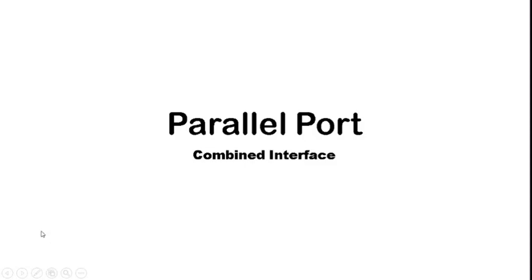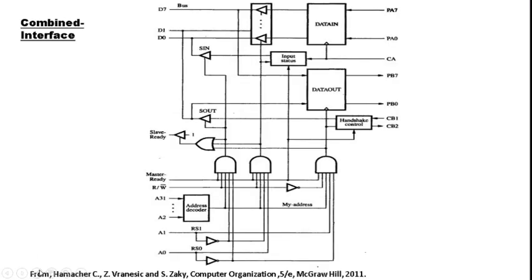We will see how we can design a combined parallel port interface. The combined parallel port interface should be able to support both input and output operations of the device. So it means that this interface should be able to accept data from the device, and this interface should be able to write or give data to the device.